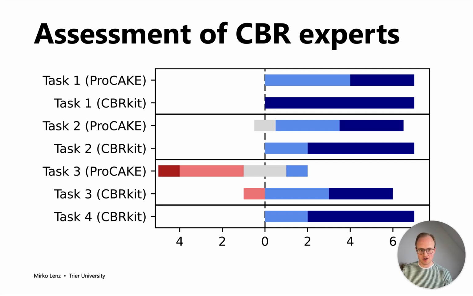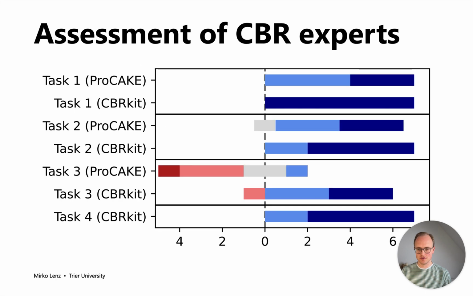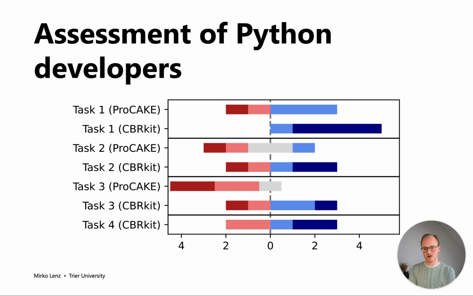Moving on to the assessment of Java developers, we see that the charts are almost the same. So if we switch back and forth, we see that there is little movement. So mostly the people that said they are proficient in CBR are also proficient in Java. More interesting is the assessment of Python developers. Here we see that they struggle a lot more with ProCake, where some were unable to set up the query and also the similarity measures a lot more. And no one was able to really fully do the MAC/FAC task.